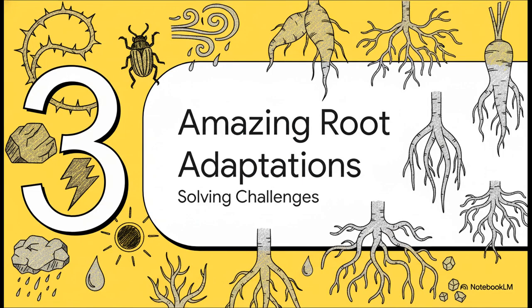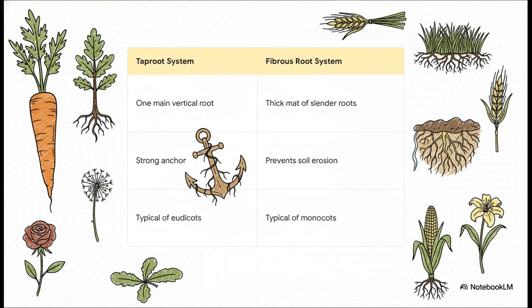But this is where it gets really fascinating. Having that basic blueprint is one thing, but the real world is complicated. To survive in all kinds of different environments, from dry deserts to watery swamps, plants have evolved some truly incredible adaptations. Let's start by looking at some of the amazing ways that roots have been modified. Now, when we analyze root systems, we generally see two main designs.